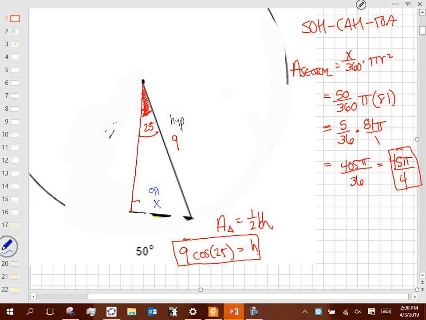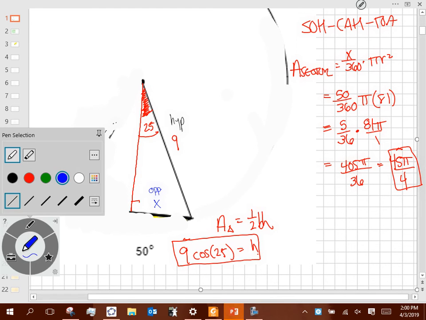Opposite. And this is hypotenuse. So now what uses opposite and hypotenuse? Sine. So I'm going to write sine of 25 is equal to x over 9. So then that's going to give me 9 sine of 25 is equal to x, right?